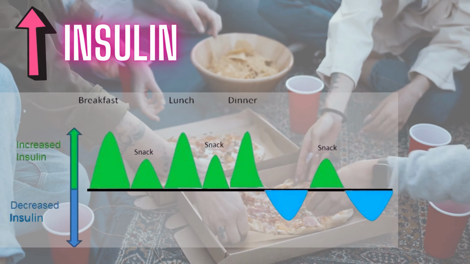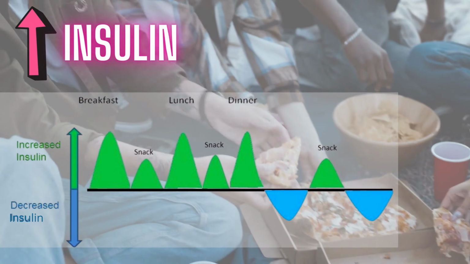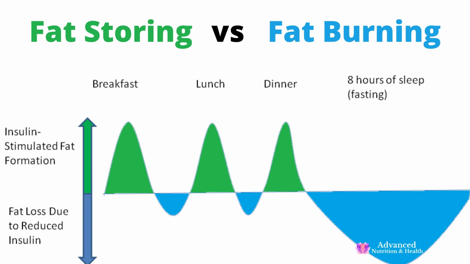If you're having 6 small meals a day, it's time to rethink this. Each time we eat, we elevate insulin. If we eat the whole day, we never have low insulin. Why should we keep our insulin low? Because low insulin allows us to access our stored body fat and use it as energy.